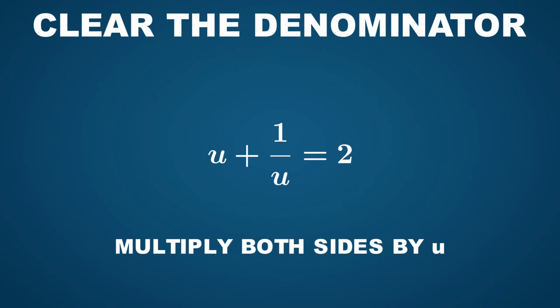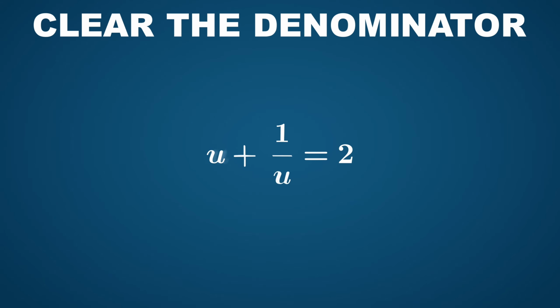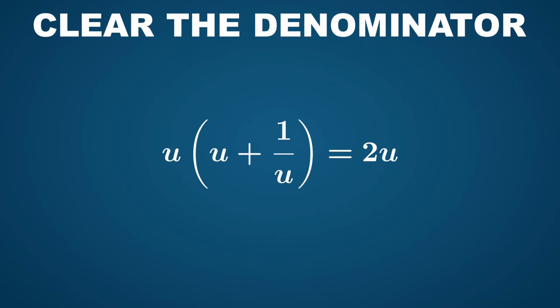To clear the denominator completely, we multiply every individual term on both sides of the equation by u. We multiply the entire left side by u, giving us u times the grouped quantity u plus 1 divided by u. We multiply the right side by u, giving us 2 times u.